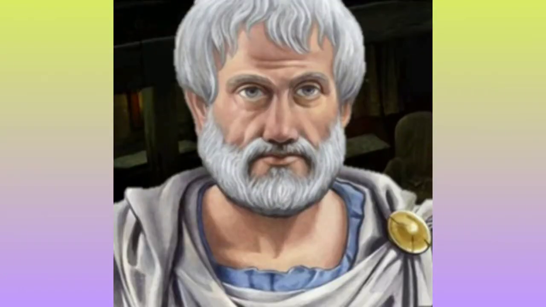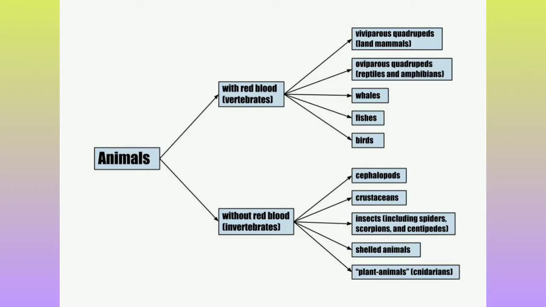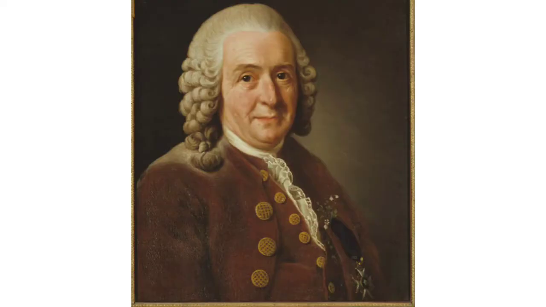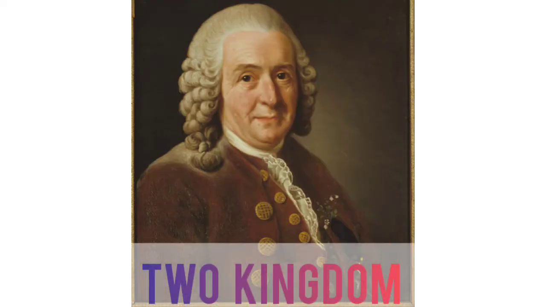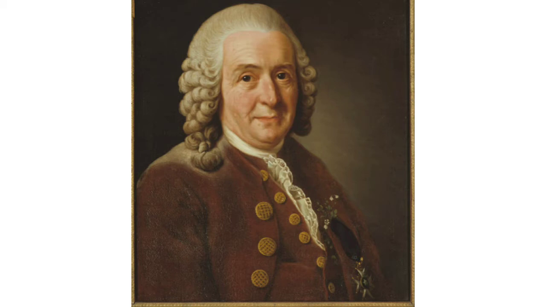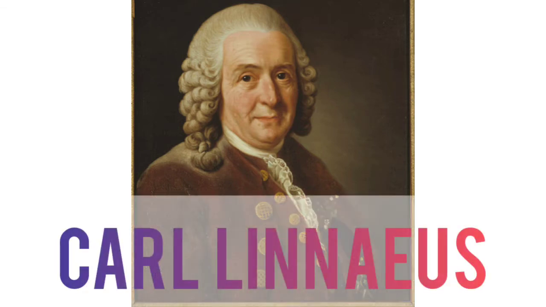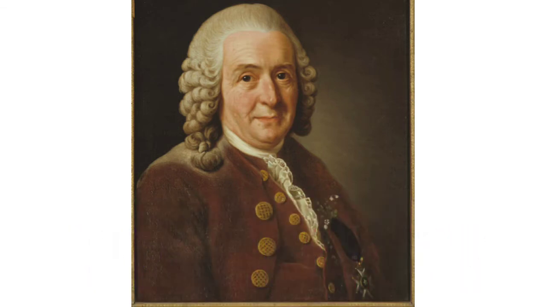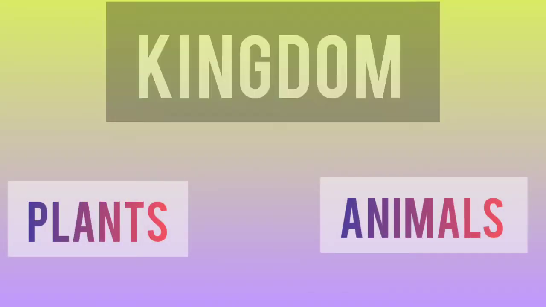He also divided the animals into two groups. Who? Aristotle. Animals with red blood he gave the term Enaima, and those without red blood he called Anaima. The two kingdom system of classification was done by another scientist, Carolus Linnaeus. He divided the total kingdom into plants and animals, two groups only.